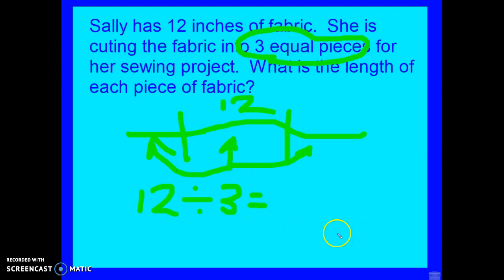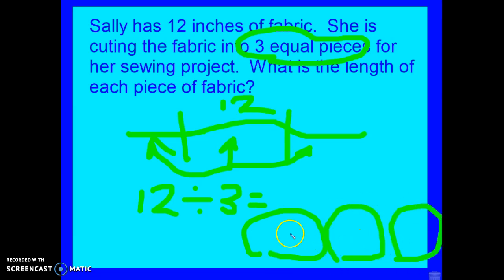And if you would like to use a strategy from the lower levels, you're dividing into 3 groups. 1, 2, 3. And you're going to put 12 things in there. 1, 2, 3, 4, 5, 6, 7, 8, 9, 10, 11, and 12. And you see you have 4 here, and 4 here. So 12 divided by 3 is 4.